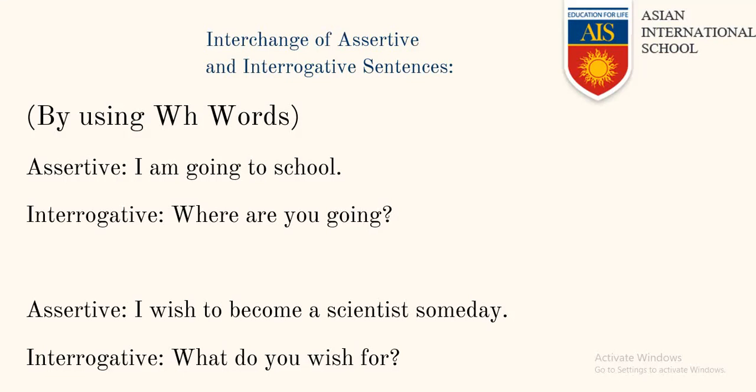The next example, you can see, I wish to become a scientist someday. How are we going to change this? We are going to change this by adding the WH word "what." What do you wish for? And the answer should be, I wish to become a scientist someday.